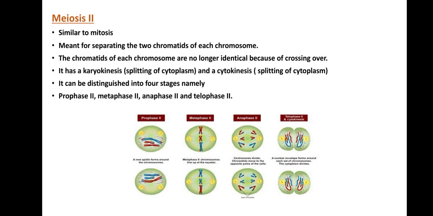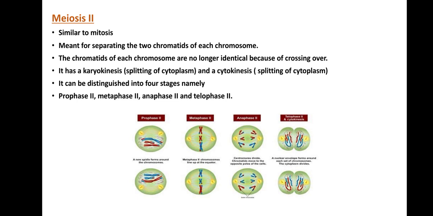Meiosis II. Meiosis II is similar to mitosis. This division is primarily meant for separating the 2 chromatids of each chromosome. The chromatids of each chromosome are no longer identical because of crossing over. Meiosis II also has a karyokinesis, splitting of nucleus, and a cytokinesis, splitting of cytoplasm.